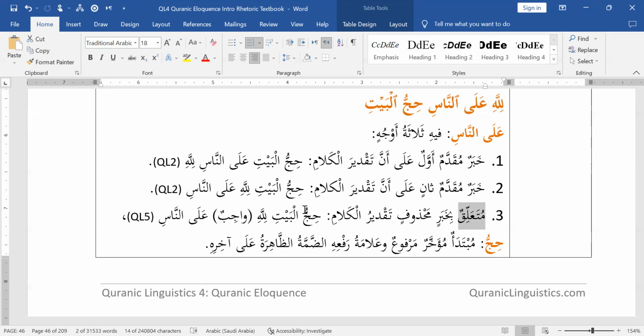The theory says that every shibhul jumla must have a ta'alluq, a linguistic connection. In other words, what they're saying is a shibhul jumla can't stand on its own. It's always there for something else.